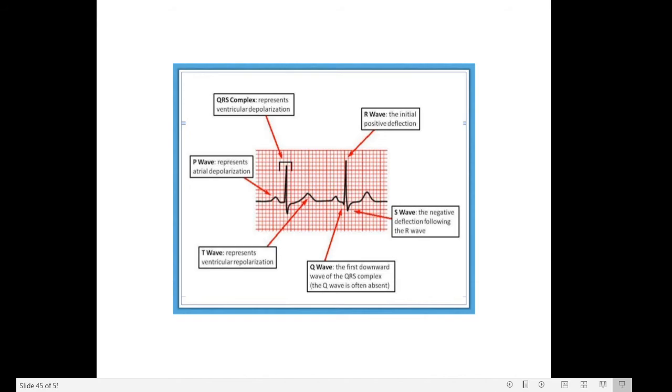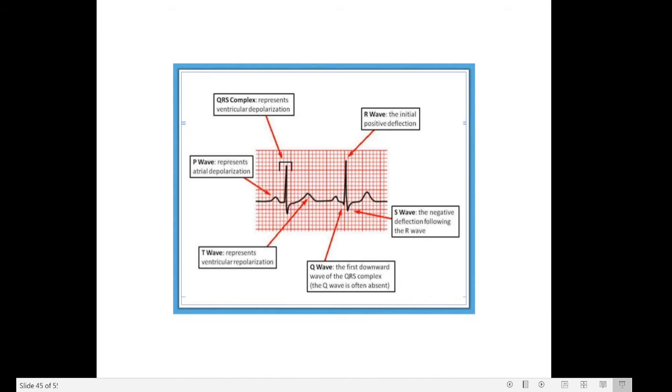Here, the first one is the P wave. P wave is the starting wave, it represents the atrial depolarization. It's the most repeatedly asked question. What is P wave? What is S wave? That's complex. I'm just going to explain this image. What does P wave mean? It represents atrial depolarization.